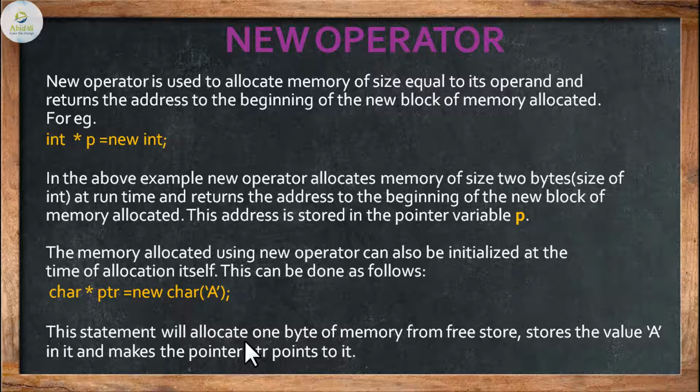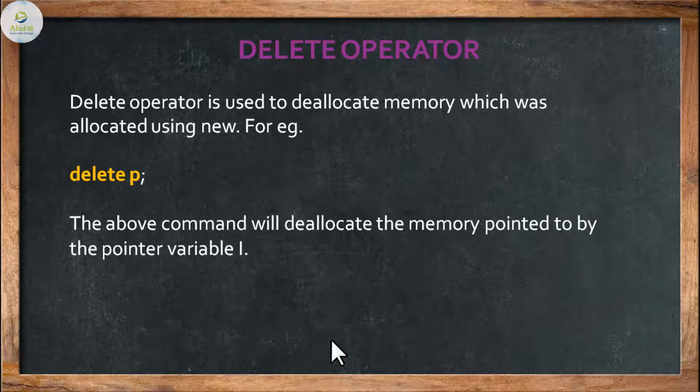So this statement will allocate 1 byte of memory space because a character occupies 1 byte of memory space. So 1 byte of memory space will be allocated from the free store, that is the pool of unallocated memory area. It stores the value a in it and makes the pointer ptr point to that particular memory block. So that is about the new operator, dynamic allocation.